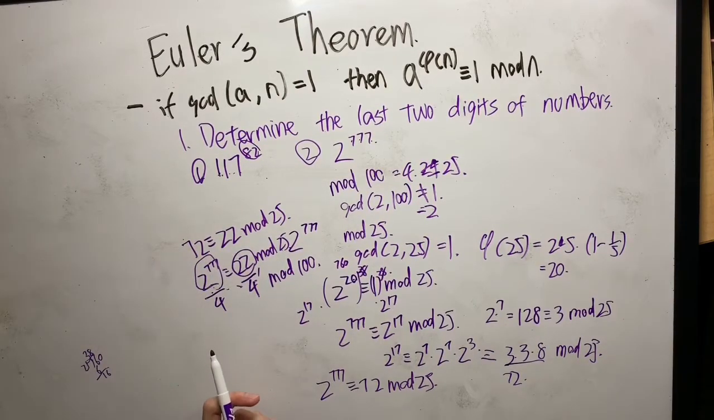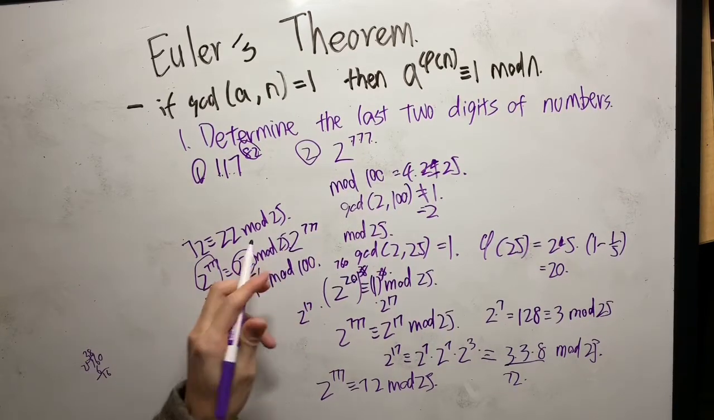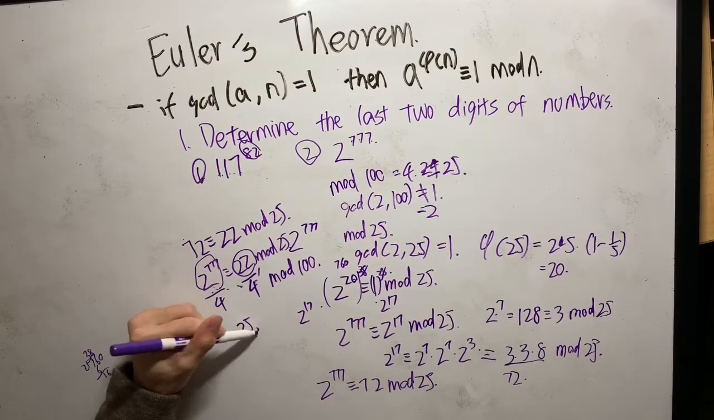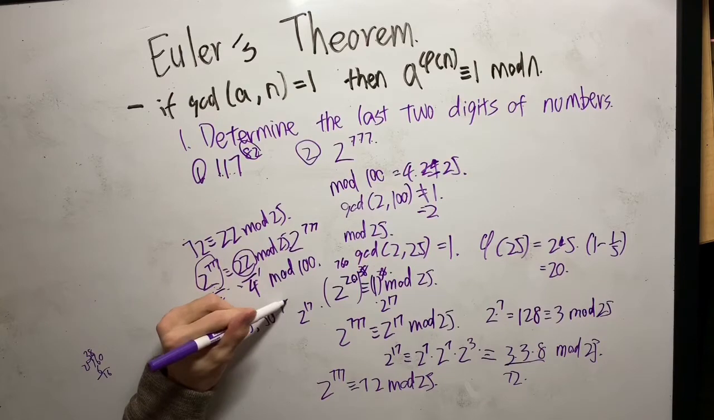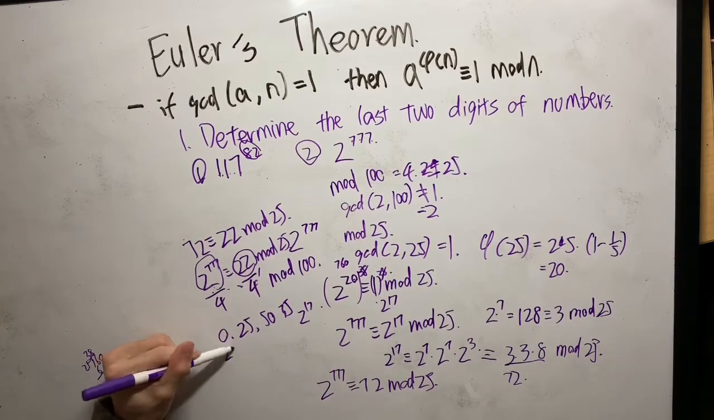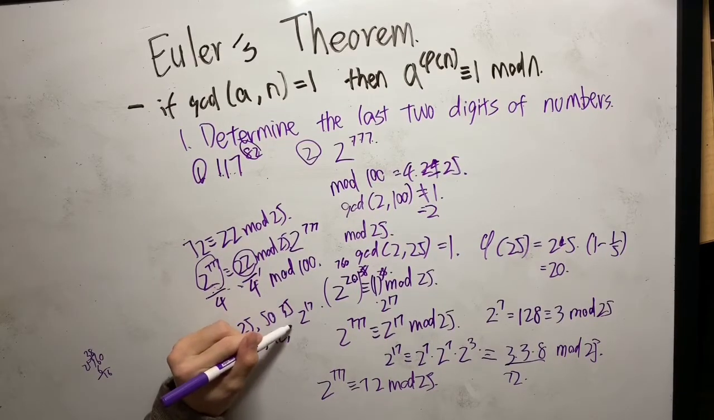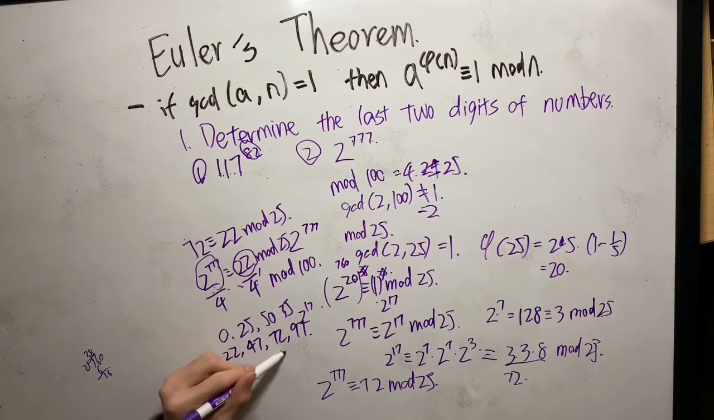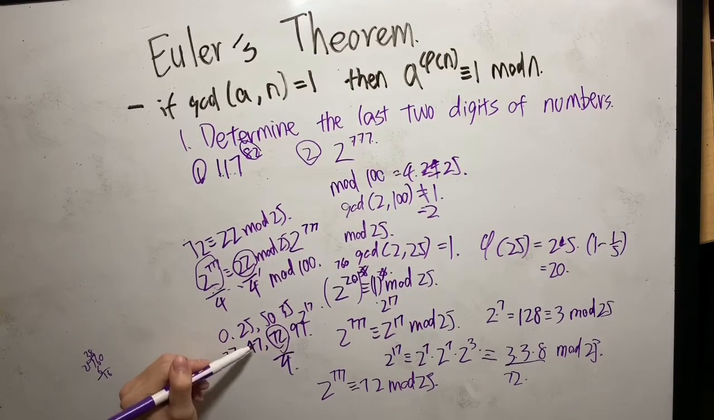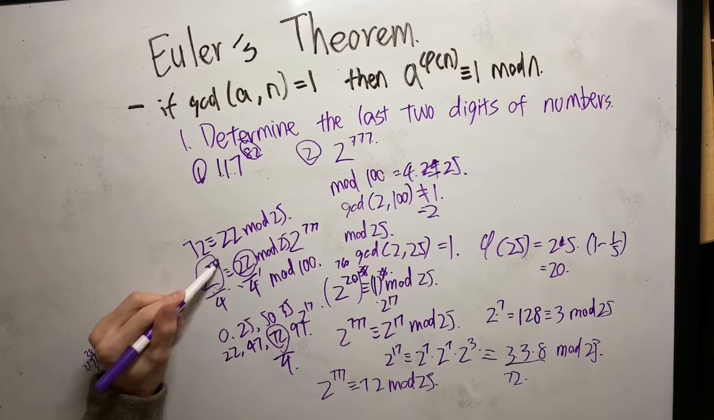But for the multiples of 25, we have the numbers that end with digits 0, 25, 50, and 75. If we add 22 to each of them, we have 22, 47, 72, and 97. 72 is the only number that is divisible by 4. So the last two digits of 2^777 is 72.